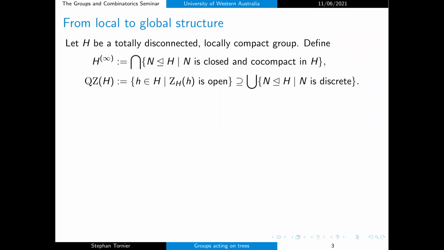The first one, this H infinity thing, it collects all the closed co-compact normal subgroups. So think of that as a big normal subgroup. If it's co-compact, that means the quotient is compact. So it's a big normal subgroup. And then there's what's called the quasi-center, QZ of H, and it collects all the elements whose centralizer is open, and that applies to discrete normal subgroups. So I think of discrete normal subgroups as small and co-compact ones as big. All right, and I collect them in these two subgroups of H.